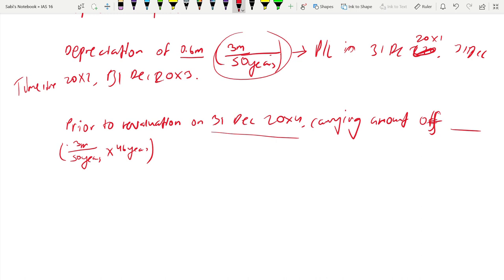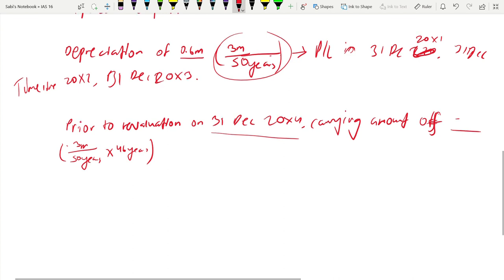So 3 million divided by 50, depreciation 0.6 into 46 years. Which will be how much? Calculate and check. Tell me. 2.76 million. This will be the carrying amount because you want to know the carrying amount.